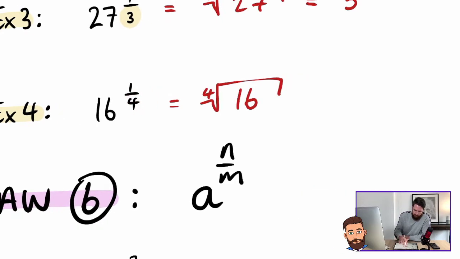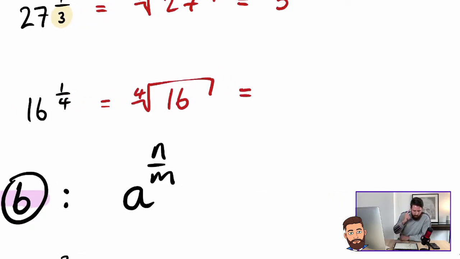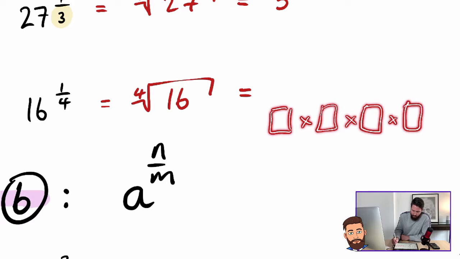And again, I don't know exactly what, well, let's just say I do know, but let's just say I don't know exactly what the 4th root of 16 is. But you can sort of work it out. What is a number that I times by itself 4 times and get 16? Well, the logic there states that it's going to be quite a low number.